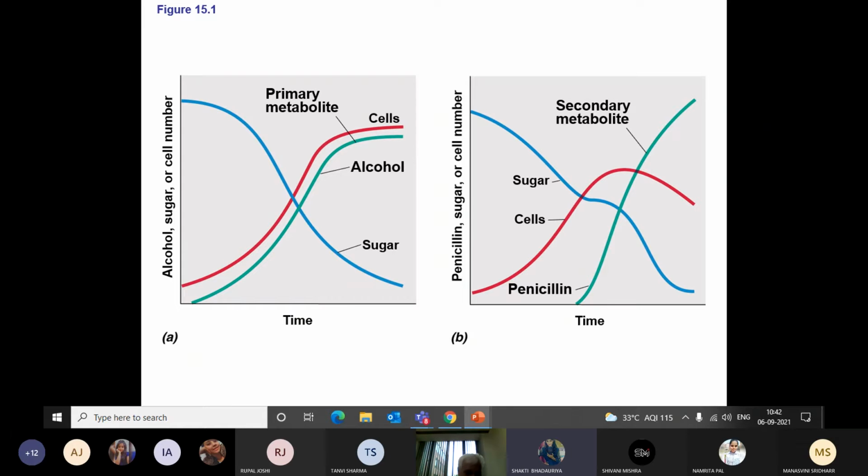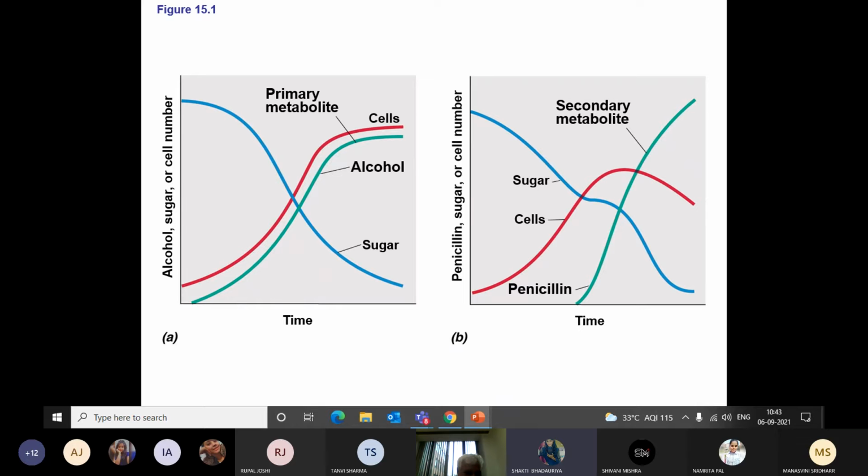Okay, sir. So cells, we have a few number of cells because we have added it. So it is not zero. The red line represents cells, I think. Correct. So we have added a few cells, so it is not 0, but the number of cells are increasing with time. So that's why the graph is going upwards.